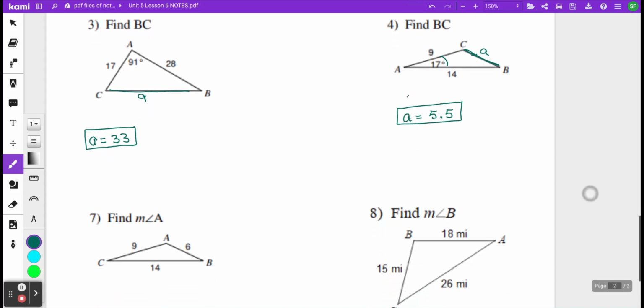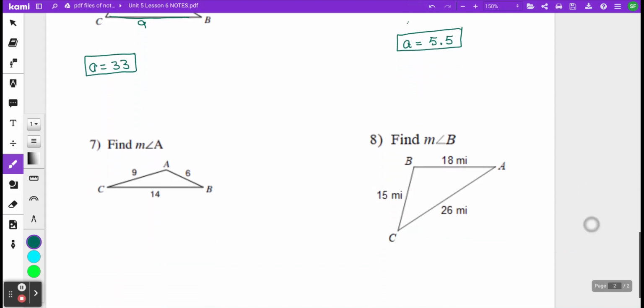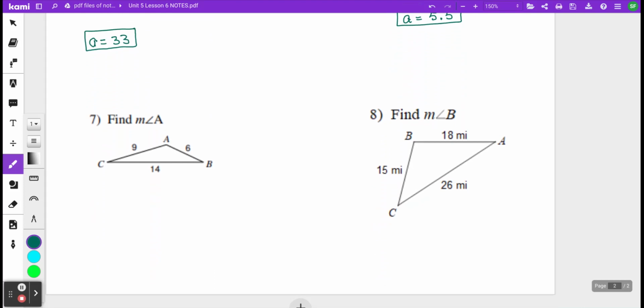All right. So here we're going to find angle A. Okay, so we want to find angle A, so we need to know that we're going to set it up for this one. So we're going to go side A, which is 14 squared.